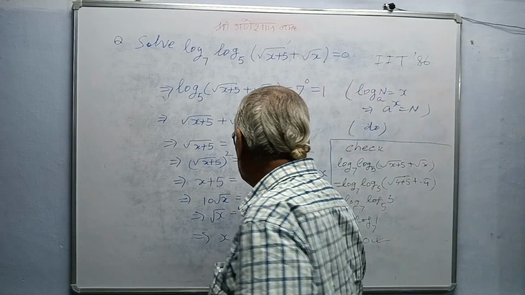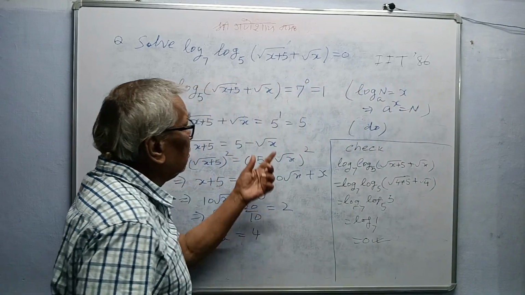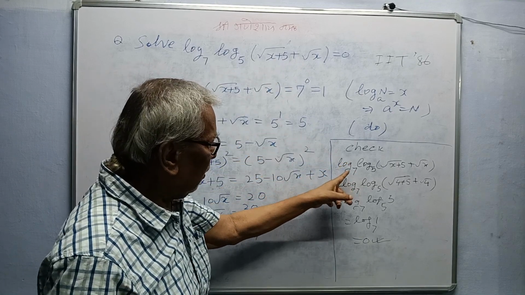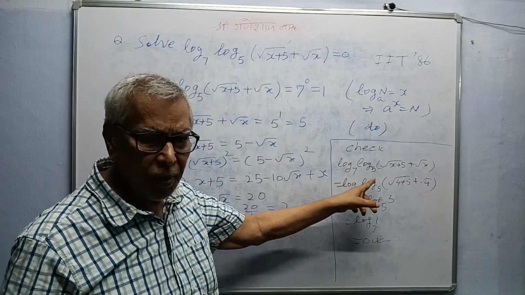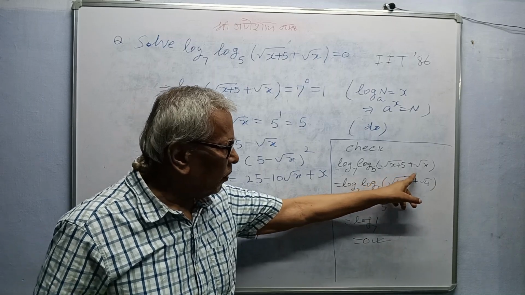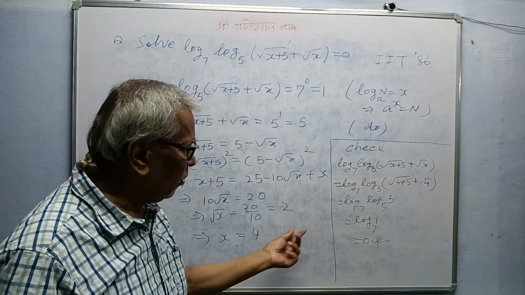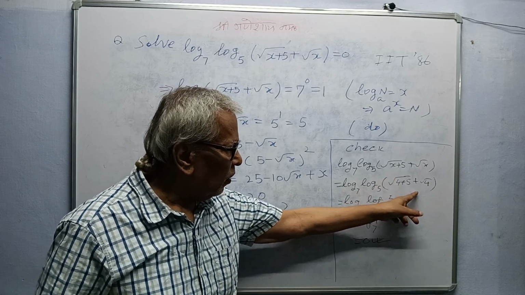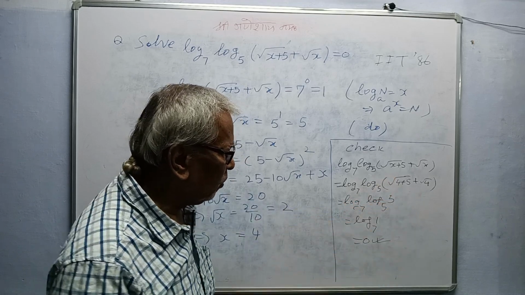Now check whether this satisfies the original equation or not. So here we find this is the original: log base 7 log 5 root x plus 5 plus root x. Let us put the value x is equal to 4 in this. So root 4 plus 5, 5 plus 4 is equal to 9.